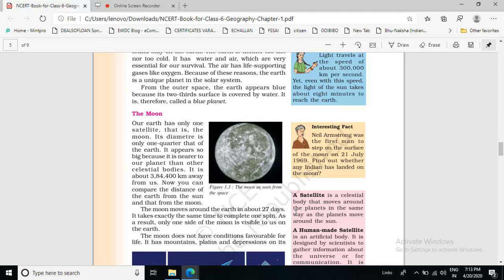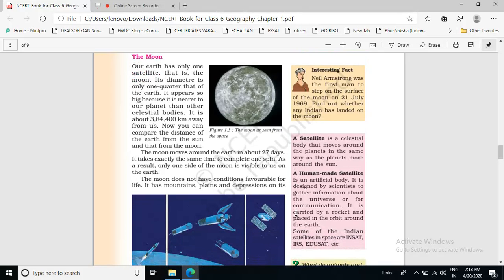The moon does not have conditions favorable for life. On the moon there is no life, because the conditions are not suitable for life. It has neither air nor water.